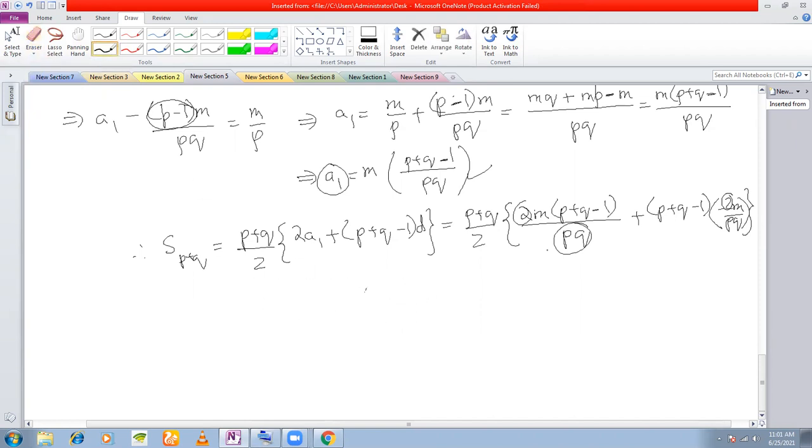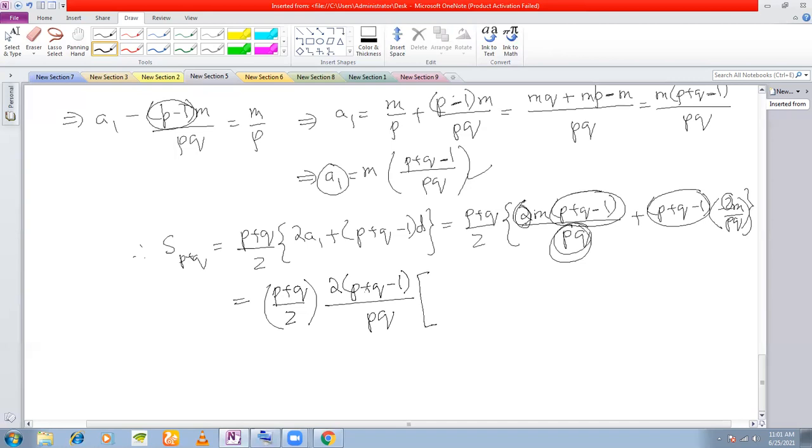Now see what is common between these two. 2 by PQ is definitely common. Also P plus Q minus 1 is common, right? So we take P plus Q by 2, which is already there. Apart from this, you can take 2 into P plus Q minus 1 divided by PQ common. So what are you left with? You're only left with an M here, right?